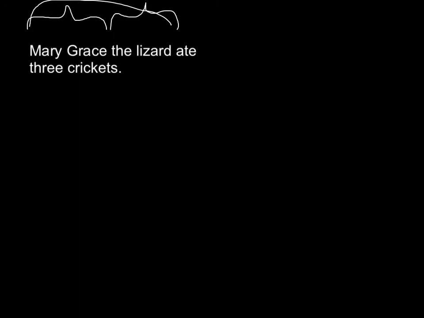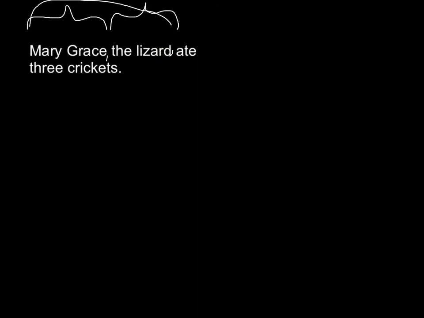I'll just say Mary Grace is the girl. Mary Grace. And now we're telling her, the lizard ate 3 crickets. Mary Grace, the lizard ate 3 crickets. Or we could say Mary Grace, the lizard. If we put another comma here after lizard, now we're saying that the lizard is Mary Grace. Mary Grace, the lizard, ate 3 crickets. Just giving a little more information about who Mary Grace is.